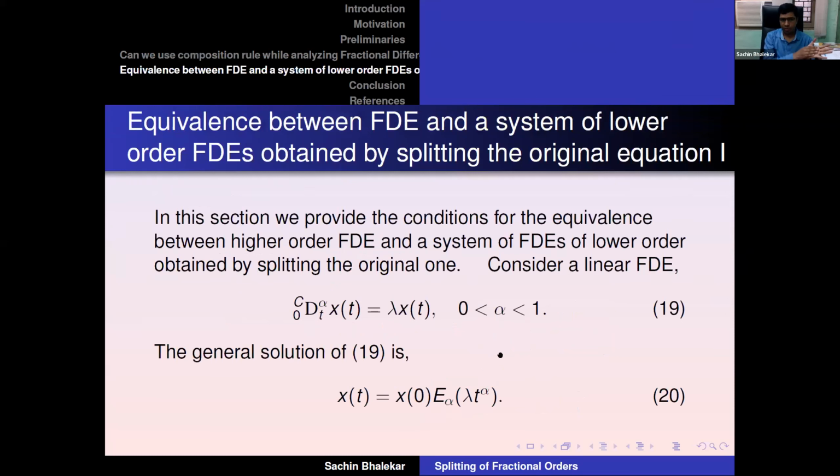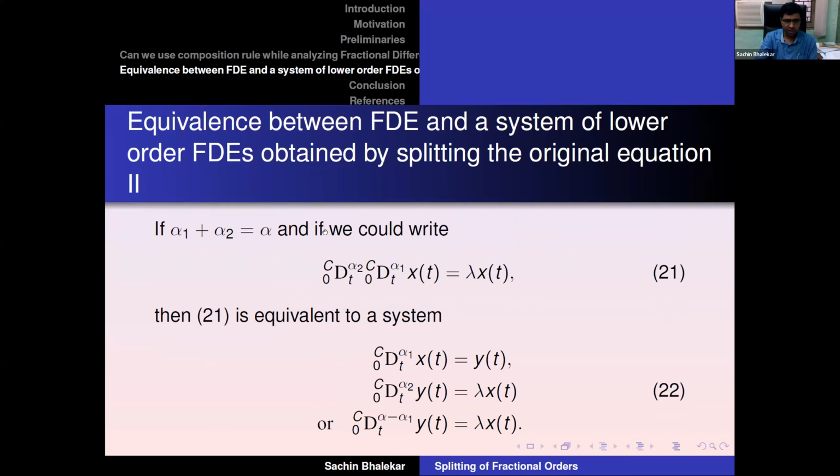Now, this was the first problem. The second problem is equivalence between a fractional differential equation and a system of lower fractional order differential equations. And here we use the Mittag-Leffler functions and check the possibilities of such equivalence. So we consider D^α x(t) equal to λx(t). The solution is given in this form.